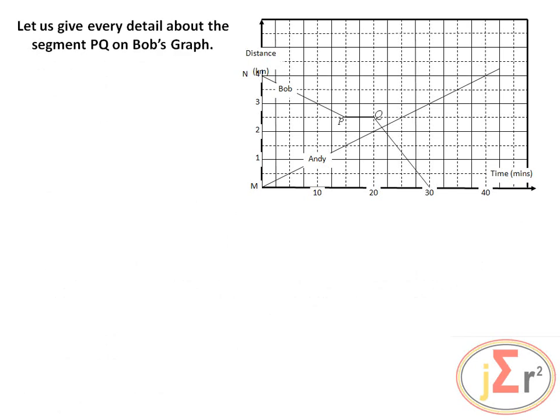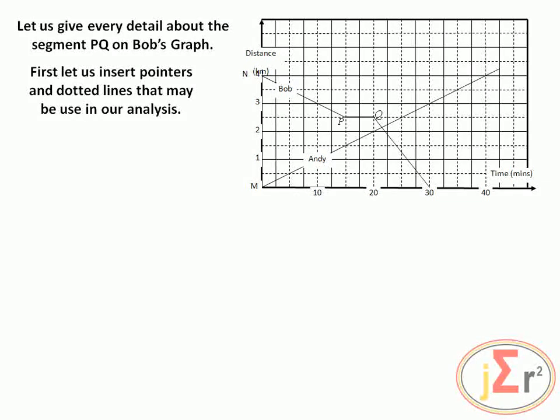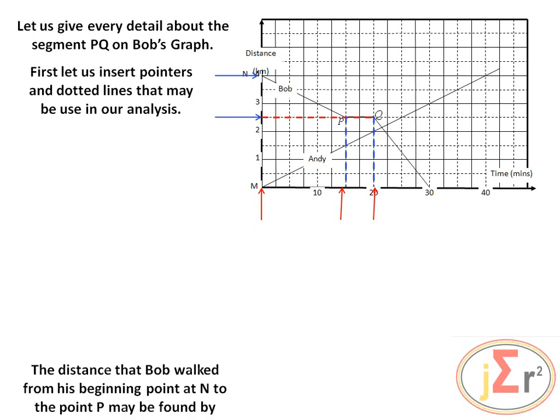Let us give every detail about the segment PQ on Bob's graph. First, let us insert pointers and dotted lines that may be used in our analysis. So we are going to describe fully the segment PQ on Bob's graph. And we are inserting pointers at every important point.